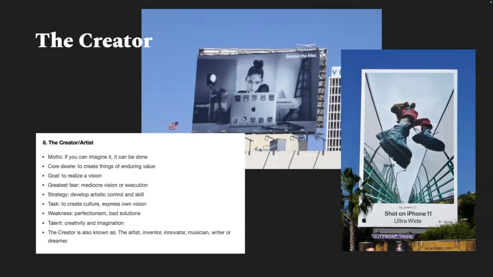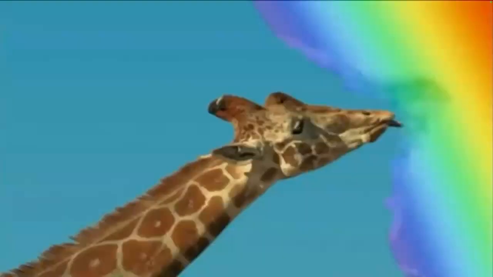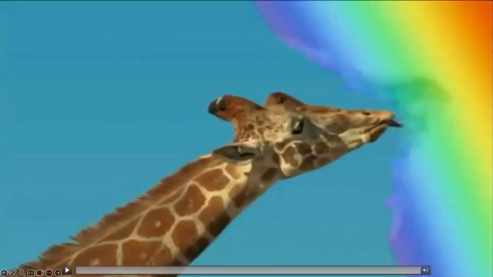You have this Behind the Mac where they feature all the famous people using the Mac to create their own things, right? So if you can imagine it, it can be done. To create things of enduring value, to develop artistic control. So this is about being a creator, and Mac's branding is always about innovation, about creation. You don't use the computer to just use it. You are using it to make great things, take good photos, and create good work, right? This one.